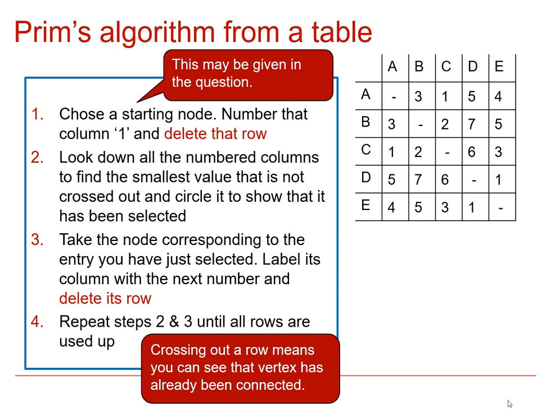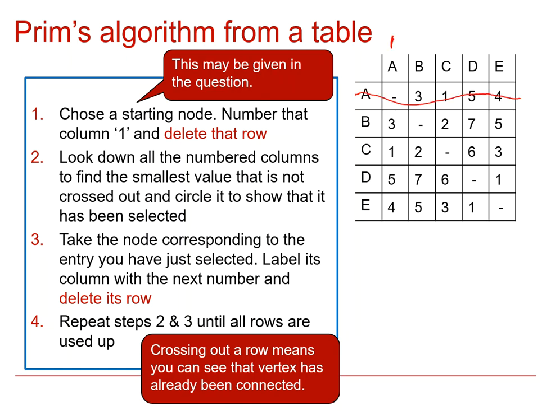So looking at the first step, it says choose a starting node. Now sometimes it may be that you're told which node to start with, and if you are, then you must start with that node. If you're given the choice, then you can choose any. For the purposes of this video, we'll always choose node A, and we'll just keep consistent with that. So that means that we need to number column A with a 1, and then delete the row corresponding to node A. So let's do that.